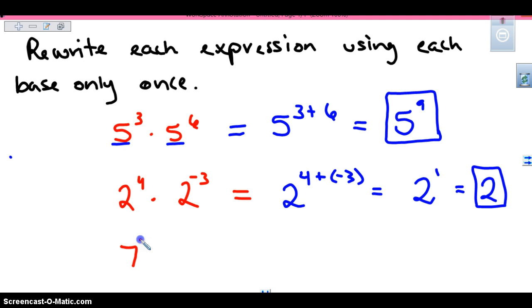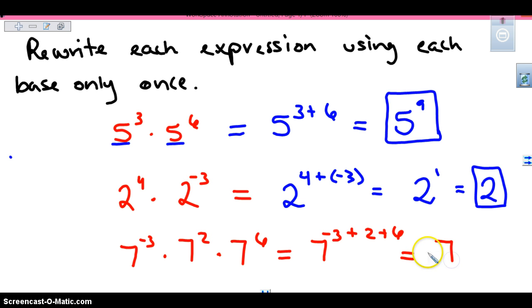Let's say we have 7 to the negative 3rd power times 7 squared times 7 to the 6th power. What do we have to do? What is our base? 7. And we have to add our exponents, negative 3 plus 2 plus 6. This means 7 to the 5th power.